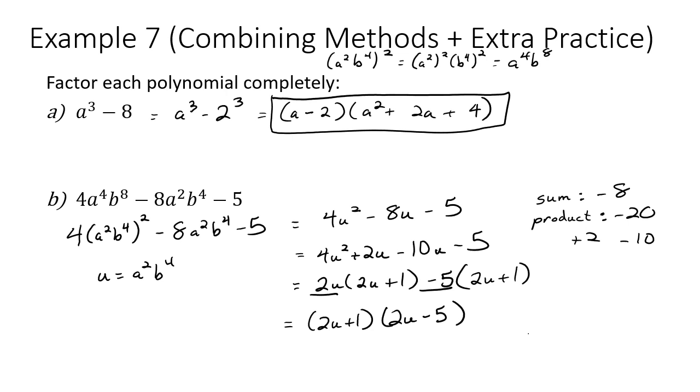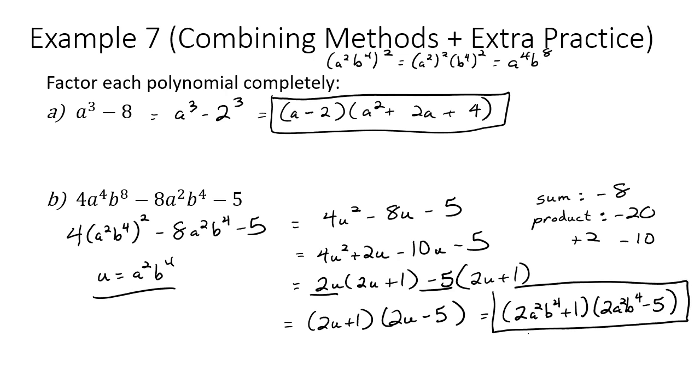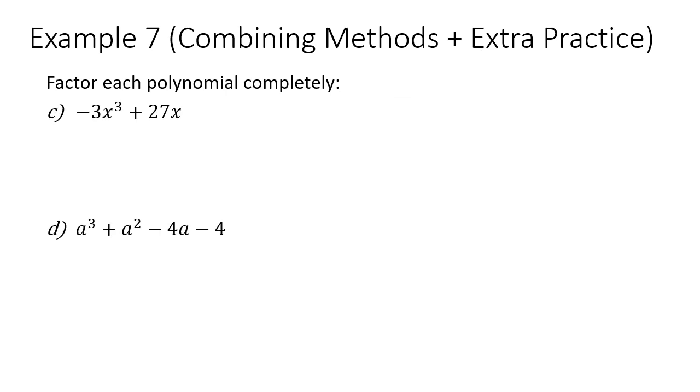So we're almost done. We just have one step left to go, and that is to reverse our substitution. So I'm going to replace the u with a squared b to the fourth. And once we make that substitution, nothing else will really simplify at that point. All right, so once again, try pausing the video and see if you can find the solutions to part C and D of example 7.